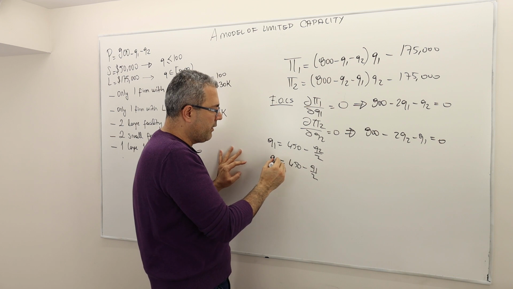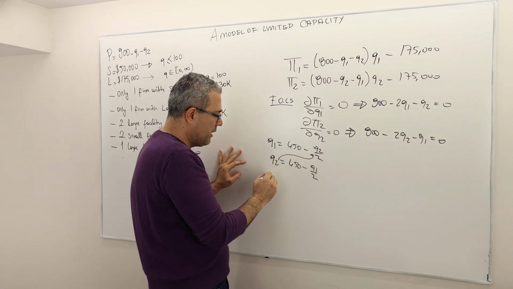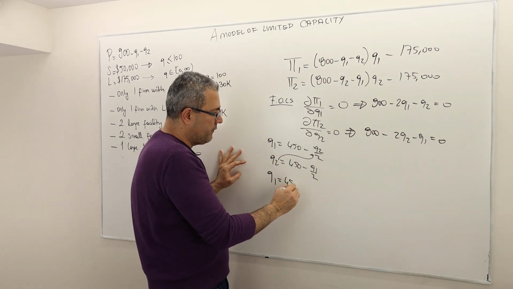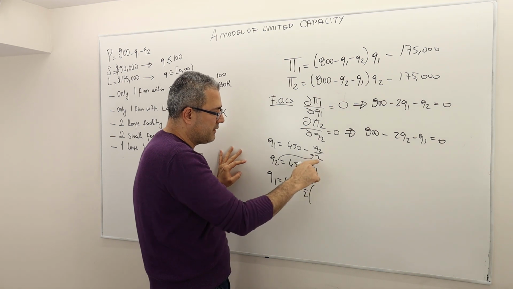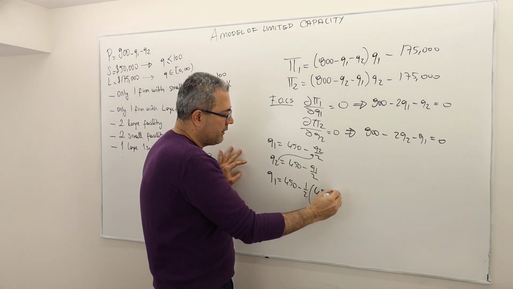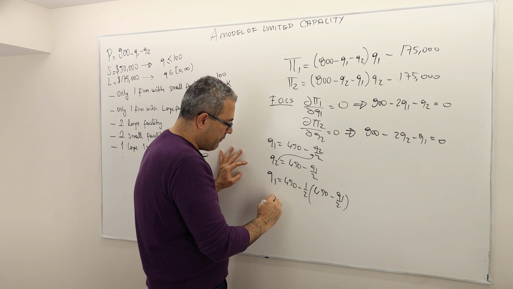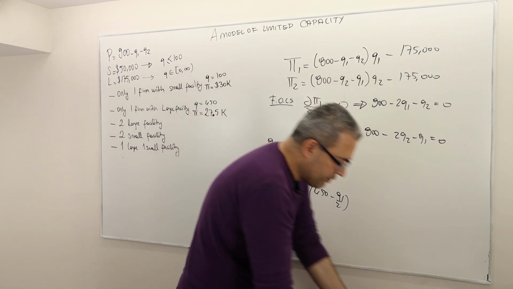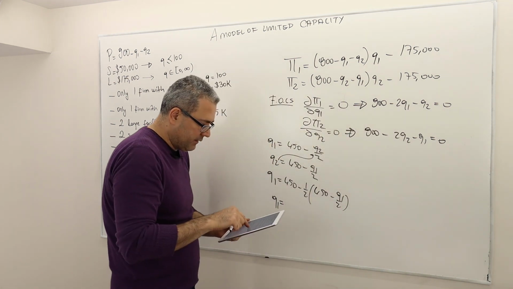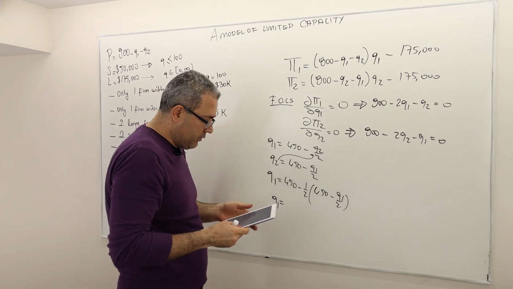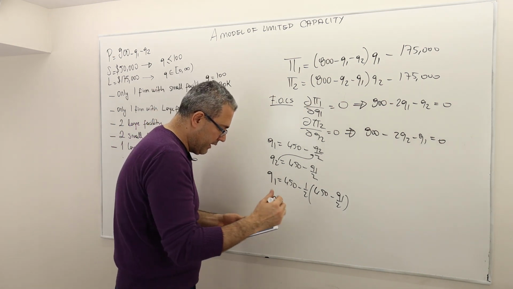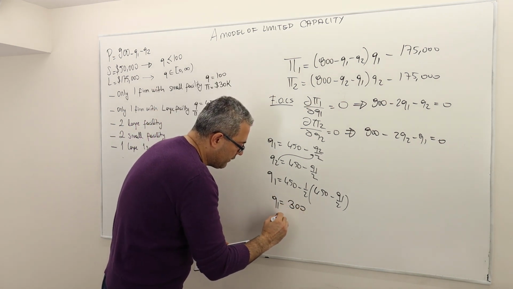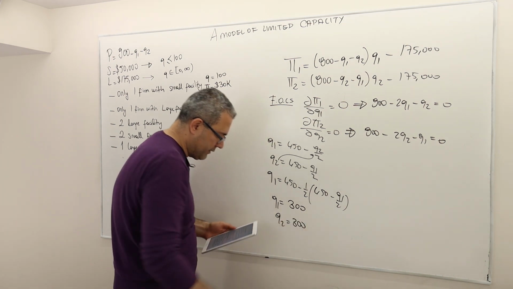How do you do that? Whenever you see Q2, just plug it here. So I have Q1 equals 450 minus 1 over 2 times (450 minus Q1 over 2). So that means Q1, again, I'm going to cheat because I already calculated that. Q1 is equal to 300, and Q2 is equal to 300.